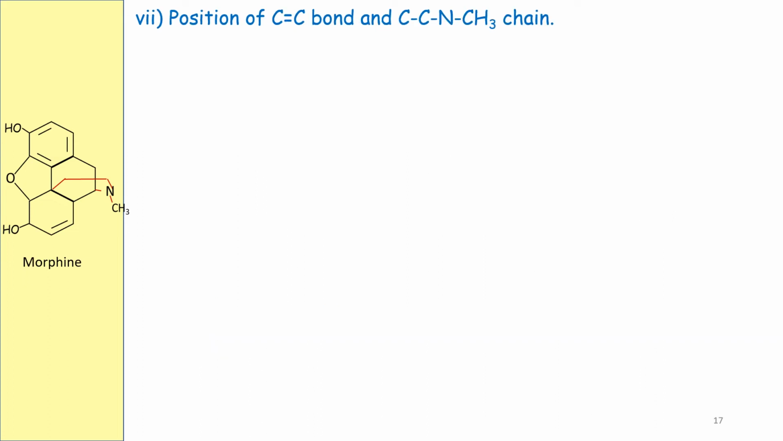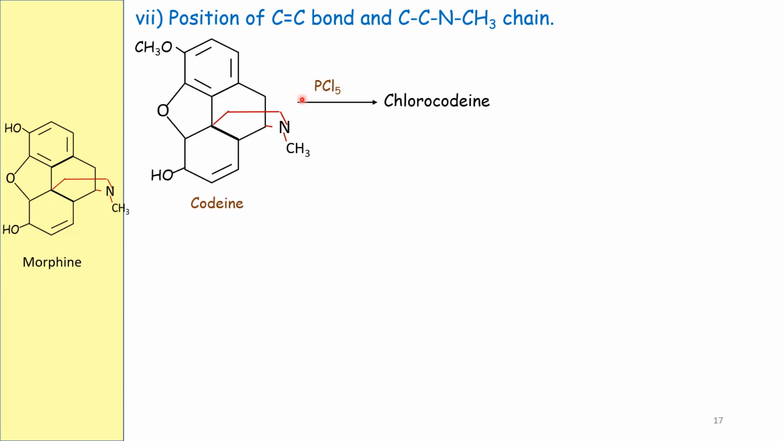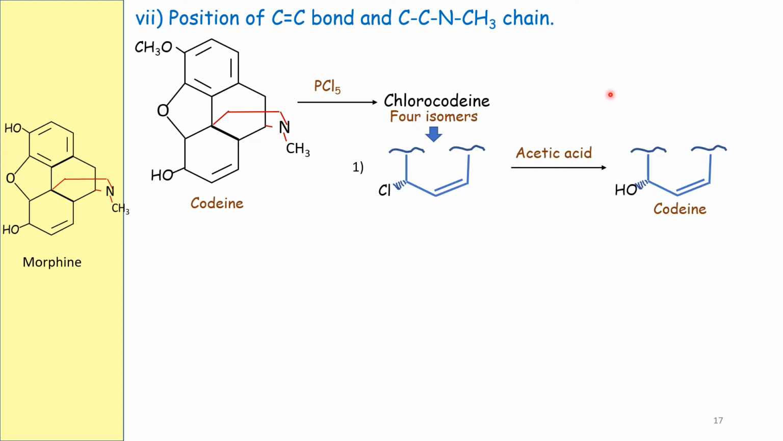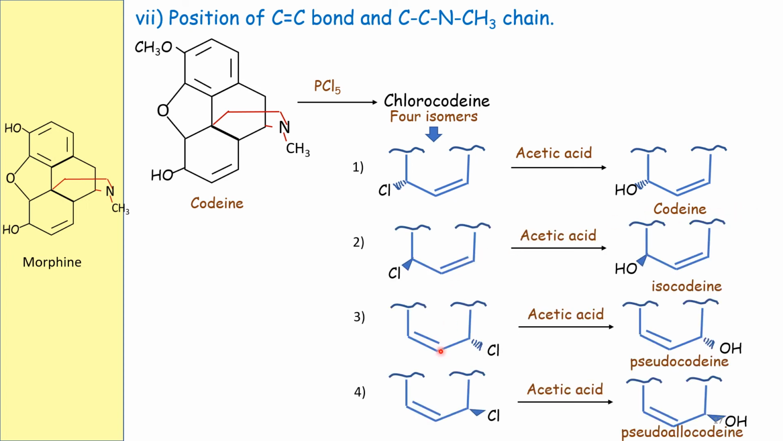Let us see the position of the carbon-carbon double bond and that ethylamine chain. This is codeine, monomethyl morphine. When it is treated with phosphorus pentachloride, we get chlorocodeine. Chlorocodeine has 4 isomers like this. The first isomer is like this. There is a double bond, alpha beta unsaturation. There is a chlorine atom at this position. When treated with acetic acid, that chlorine is replaced by an OH group. We get the codeine.